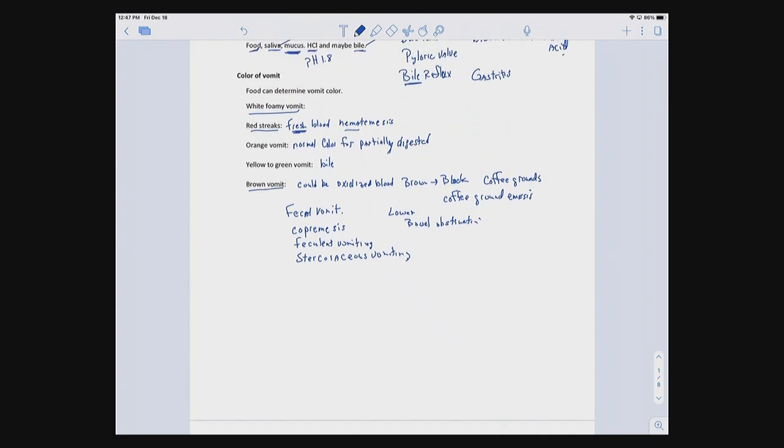Now, one of the things that you do have to assess when the patient is vomiting, and if it is brown: one, does it look like coffee grounds? Well, no. Two, have they been eating chocolate ice cream? But the other is smelling it. If it smells like feces, then you know it's fecal vomit.